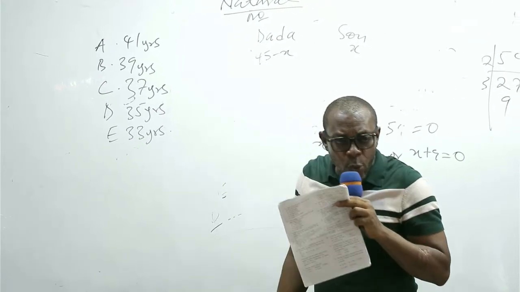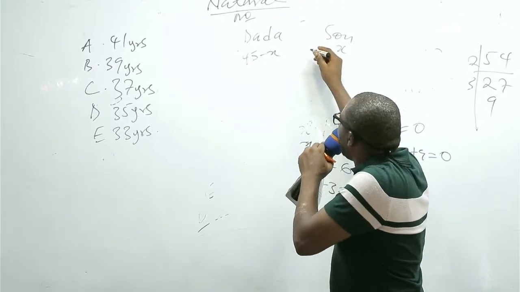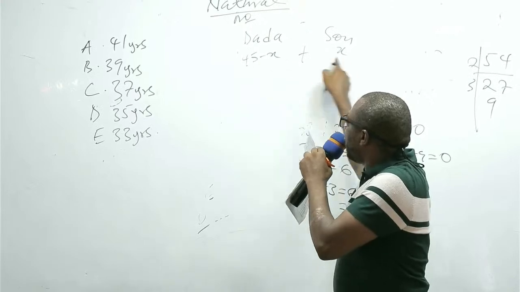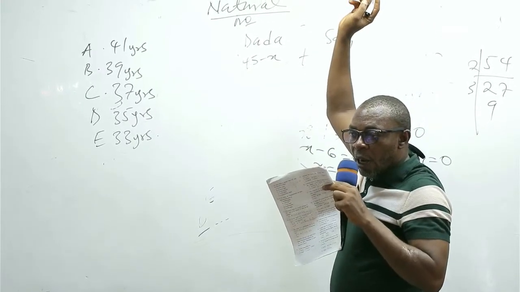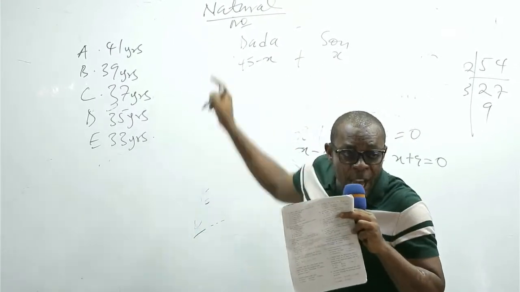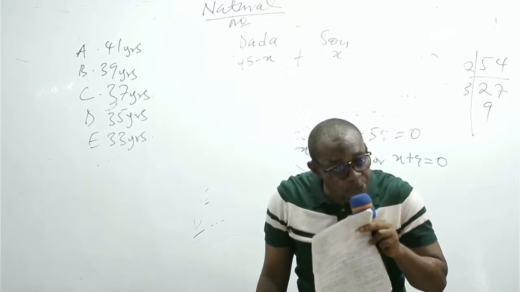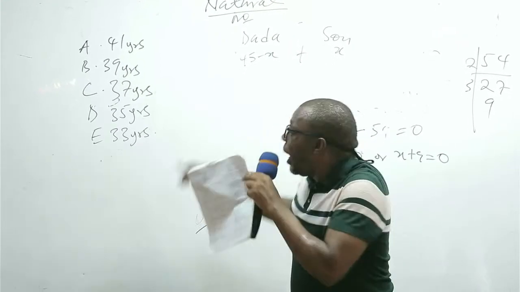Do you understand why it is minus? So that when you add their ages now, minus X plus X, what will be left? 45. Class, are you with me?